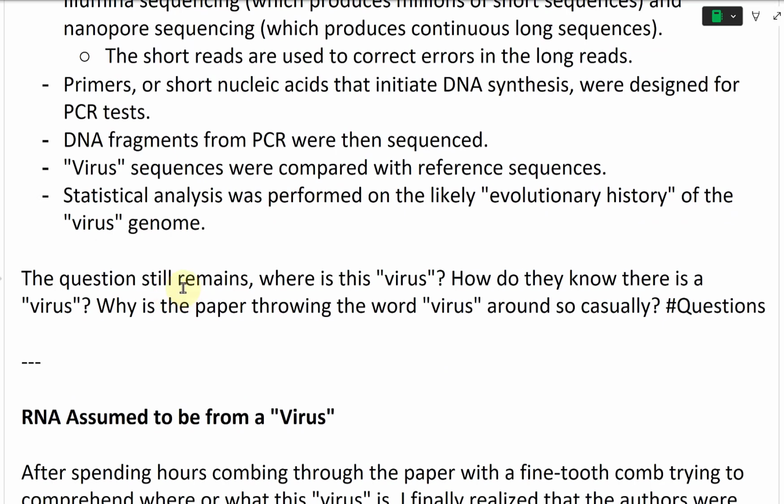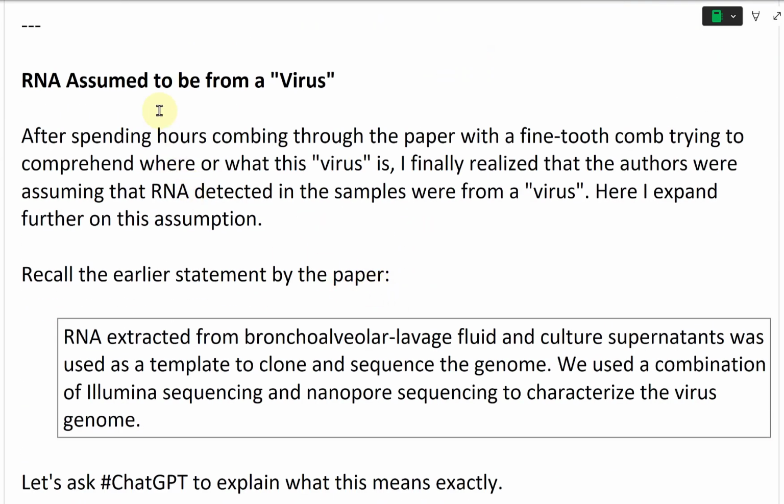And now the question still remains: where is this, quote, virus? How do they know there is a, quote, virus? Why is the paper throwing the word quote, virus around so casually? Hashtag questions. And now the next segment here, I'm going to go off on a tangent.